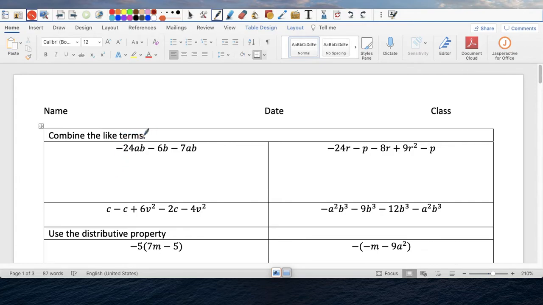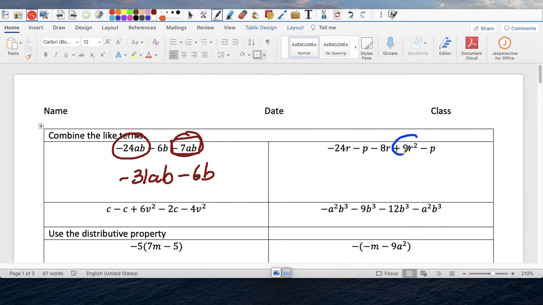We can combine like terms, and in this case, this and -7. So it's -24 and -7. So it's -31AB minus 6B. Okay. So you got to really be careful with your like terms and the sign that comes with it. So that's the difficult part, I guess.